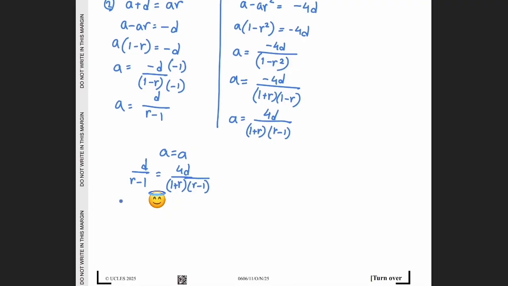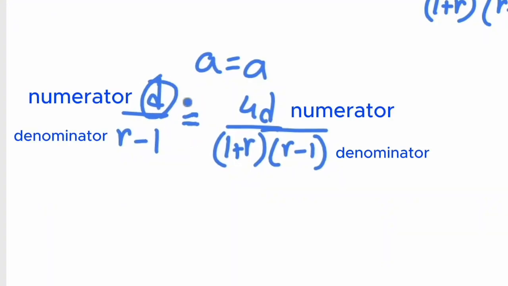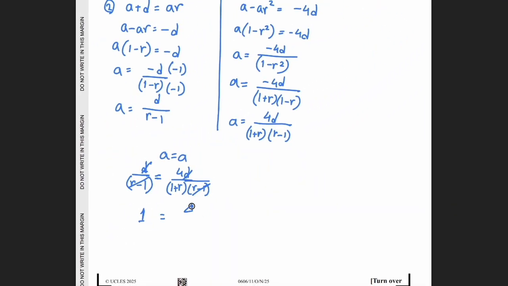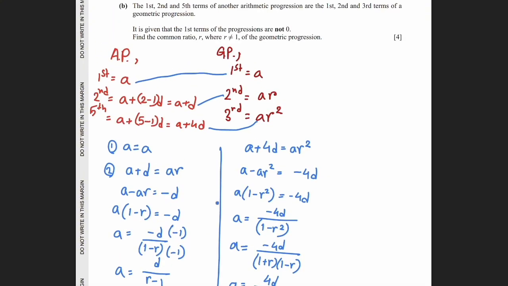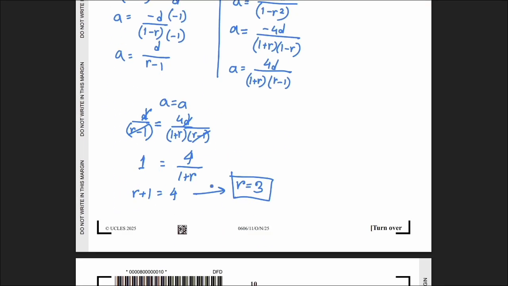So let me teach you something. Zoom in. When we have same things on both sides of the equal sign, that is d on the numerator and d on the numerator here as well, we can cancel this. And we also have r minus 1 over here and r minus 1 over here, so we can cancel this as well. So we cancel this side, we are remaining with minus 1 over here and 4 on the numerator and 1 plus r on the denominator. We pull this over there, we get r plus 1 equal to 4, which means r is equal to 3. Did we get our answer? Find the common ratio. Yes, r is equal to 3. That is our final answer. Thank you.